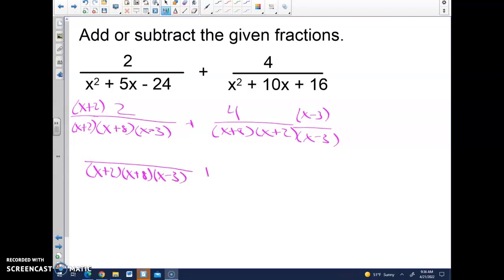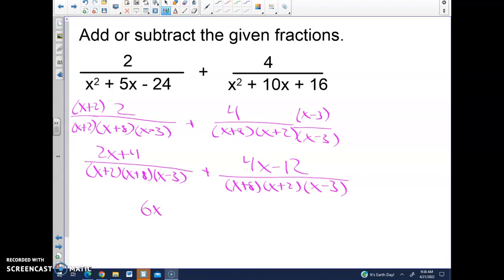And they're going to be this long. That's part of the deal. X plus 8, don't get caught up if they're not in the right order. Order really doesn't matter. And now I'm doing the same thing I did before. 2x plus 4 and 4x minus 12. And my answer, I'm just combining the terms. 6x, 4 and negative 12 is a negative 8, over x plus 2, x plus 8, x minus 3.